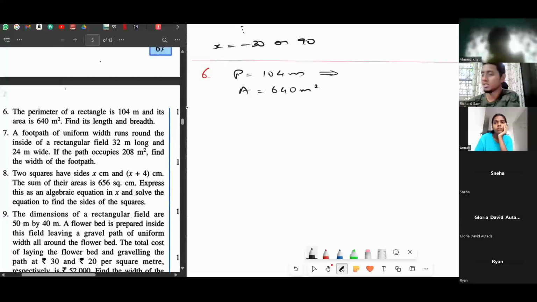Yeah, but 2L formula, plus B. 2 into L plus B. That's the formula. You have to use that formula. So 2, adding all the sides, L plus B, you're adding. So 2 into L plus B is equal to 104. Right, that's your first equation.